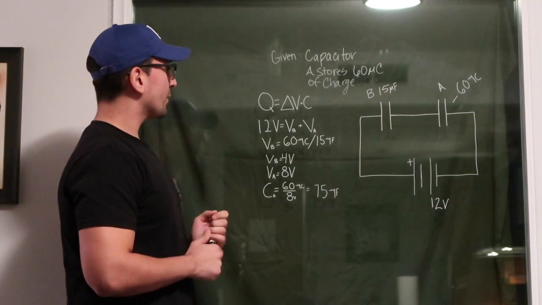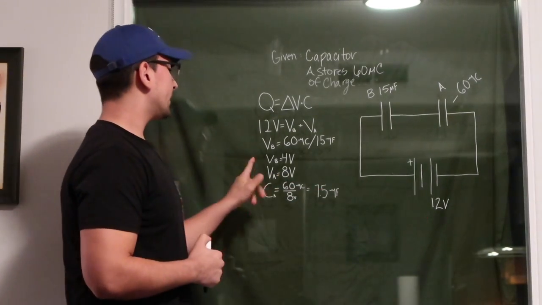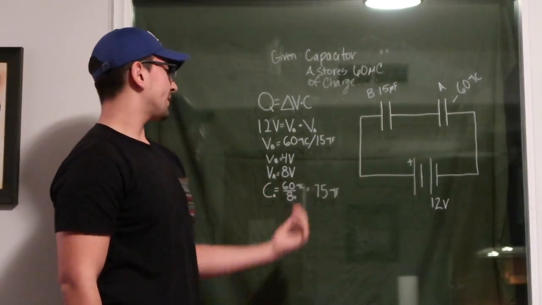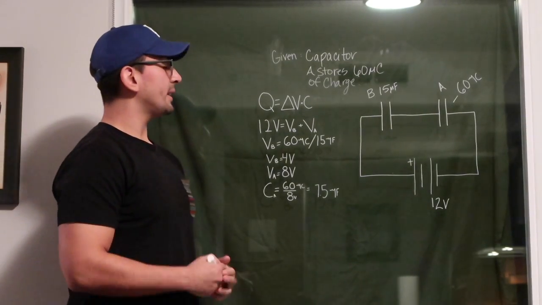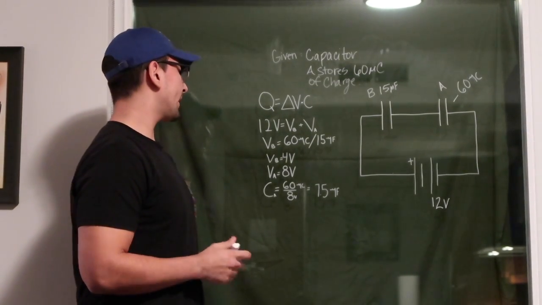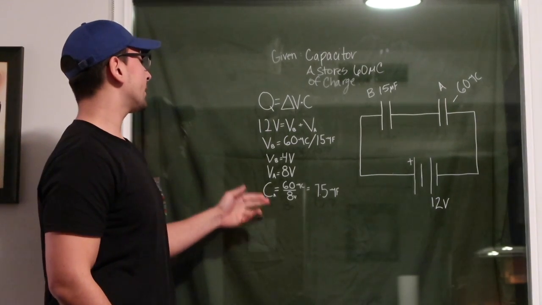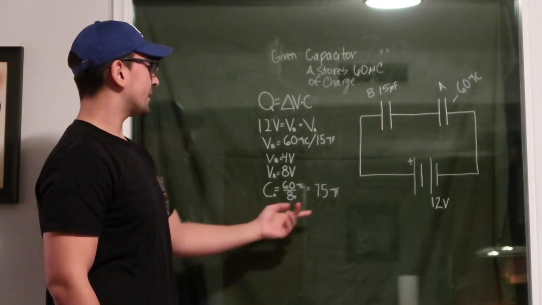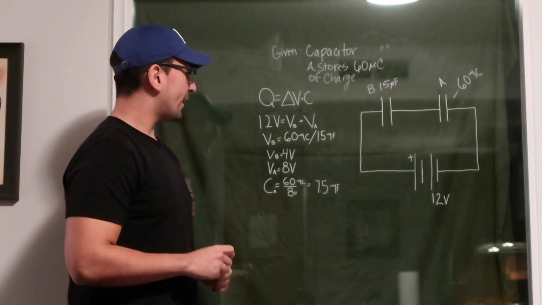Then we just subtract 4 volts from 12 volts, and it should give us the volts of A, which is 8. And now we have everything we need to know to solve for the capacitance of A. So we just plug all of our knowns into this equation, and it's going to give us the answer, 7.5 microfarads.